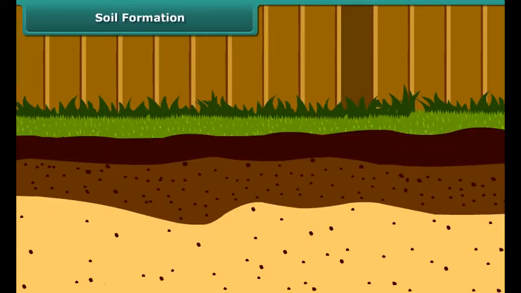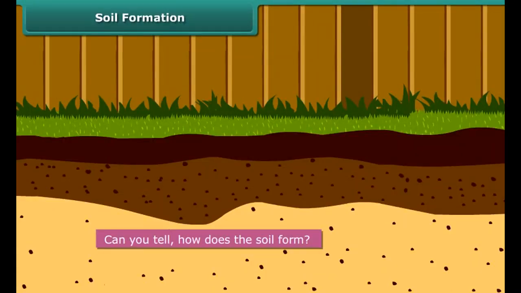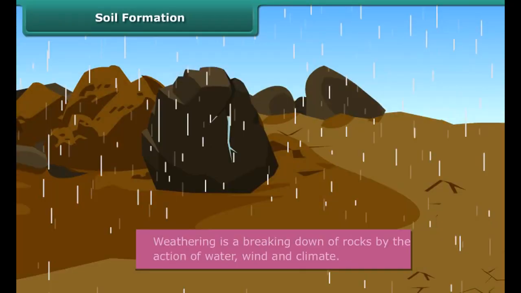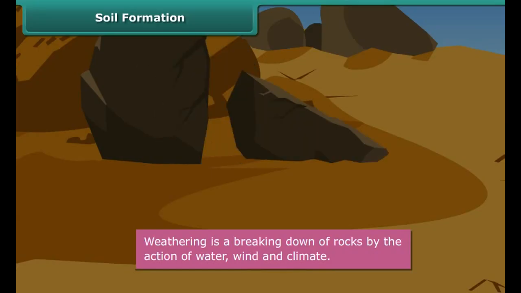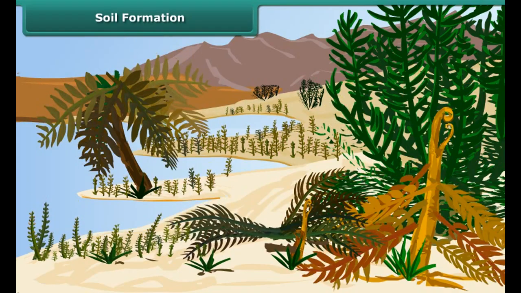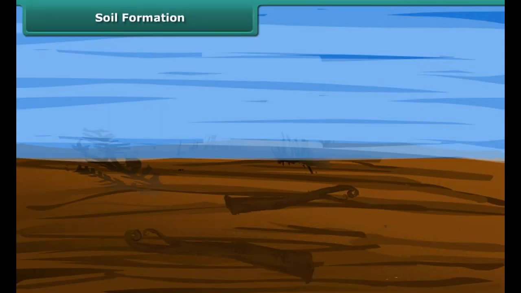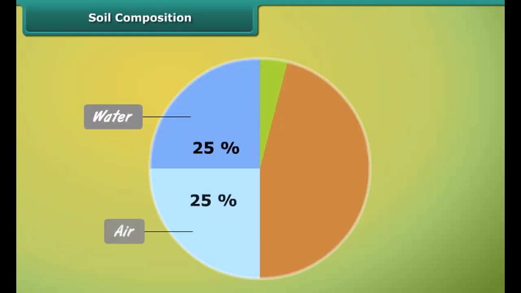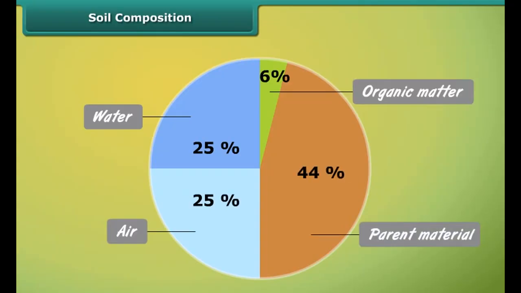Soil formation. Can you tell how does the soil form? Well, soil was formed over a very long period of time. Large rocks were broken down into smaller pieces and finally to soil by the action of wind, water, and climate in a process called weathering. Also, decaying of dead plants and remains of animals made the soil thick and rich, and eventually it became support for life.